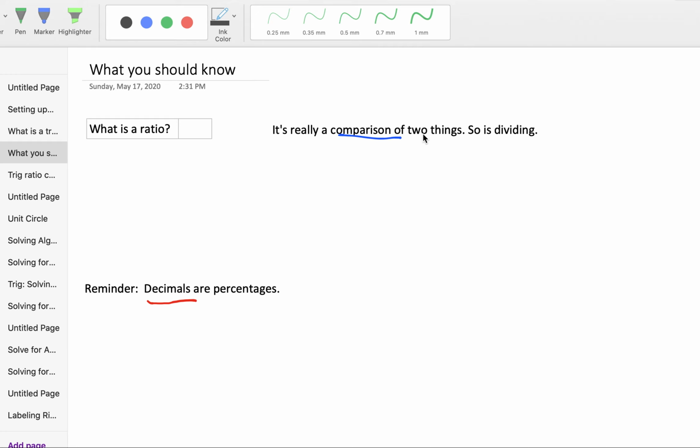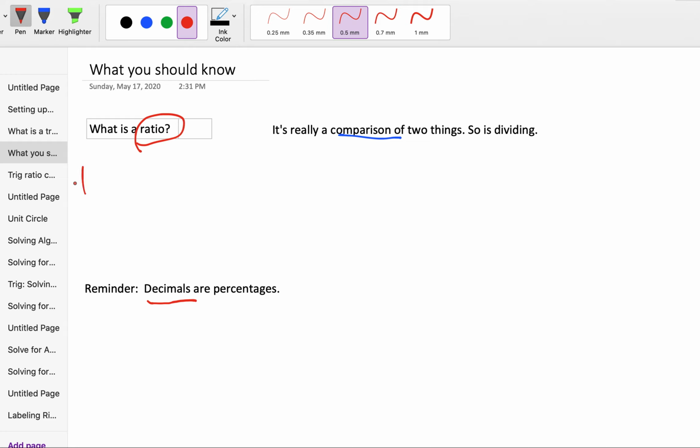Ratio is and where they come from: sine, cosine, and tangent when using right triangles. But in order to talk about that, we need to make sure we're familiar with a few concepts that we've studied in the past. One of the first ideas is, what is a ratio? Because we're talking about a trig ratio.